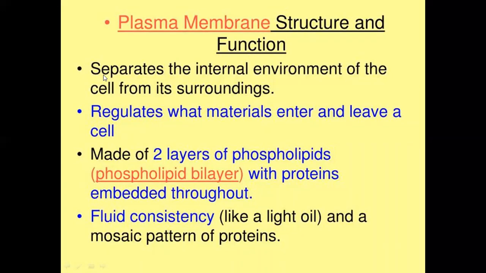Now, this plasma membrane or cell membrane separates the internal environment of the cell from its surroundings and regulates what materials enter and leave the cell. And this cell membrane is made up of 2 layers of phospholipid. Phospholipid means phospho head and the lipid tail with protein embedded throughout. Now, fluid consistency like a light oil and mosaic pattern of proteins. Due to the presence of phospholipid, it is also known as phospholipid bilayer, and due to its mosaic pattern, it is also known as fluid mosaic model.